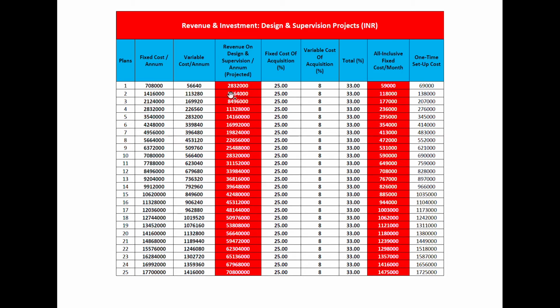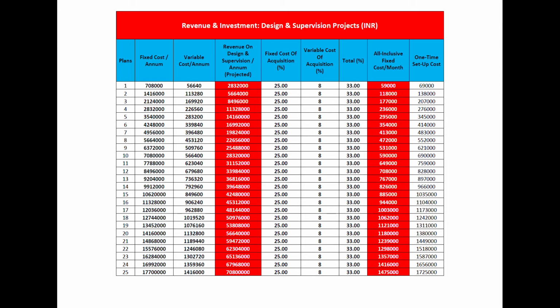This again gives you the predictability and the confidence to expand fearlessly based on the own resource in terms of time and expertise that you have in hand. So for example, suppose you decide that you want to target a revenue of roughly about 1.13 crores. That's only revenues from design and supervision. Then your entire monthly commitment again comes to only 2,36,000.